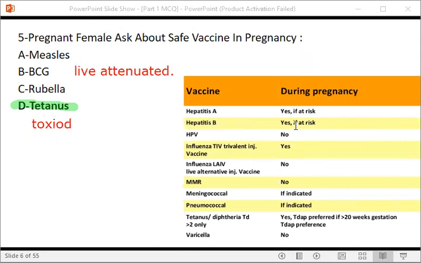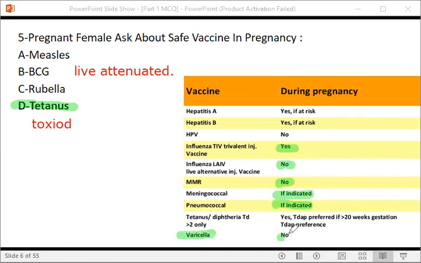I summarize for you guys what may be given and what may not be given in pregnancy. For instance, Hepatitis B and Hepatitis A, only in patients at risk. Human papillomavirus, no. Influenza, there are two types. The one which is dominant here is the live attenuated, so the answer is no, while the killed one or recombinant one, yes. MMR is live attenuated, that is measles, mumps and rubella, no. Meningococcal, only in endemic area if indicated, so it's not recommended. Tetanus is a toxoid, and diphtheria also, you can give them.